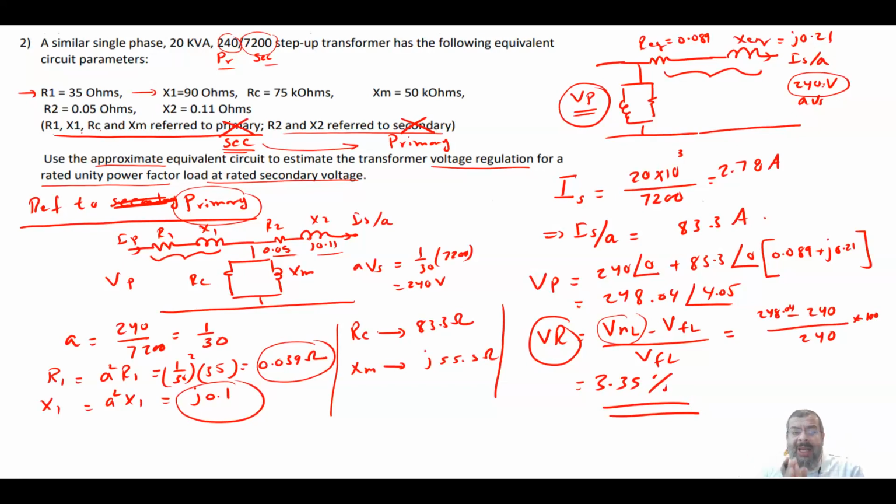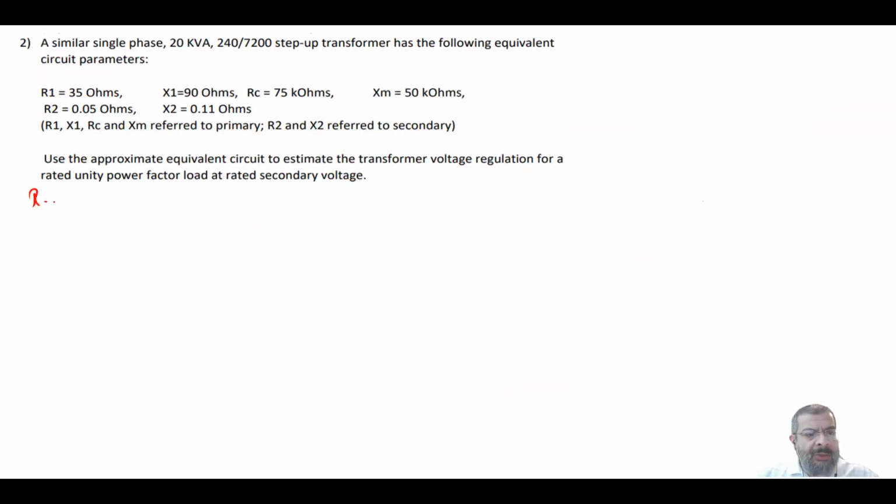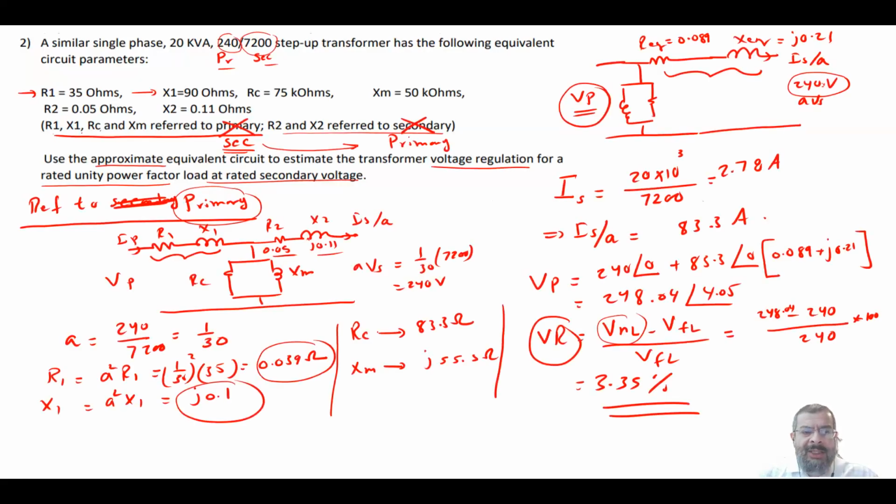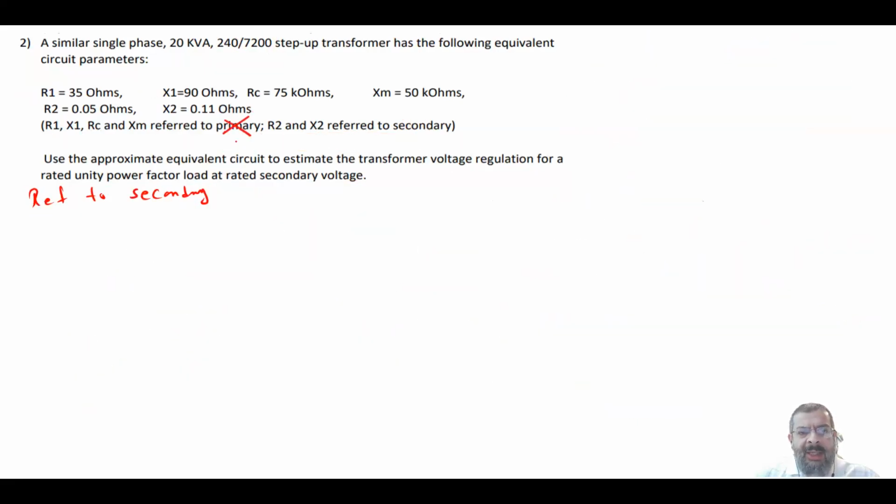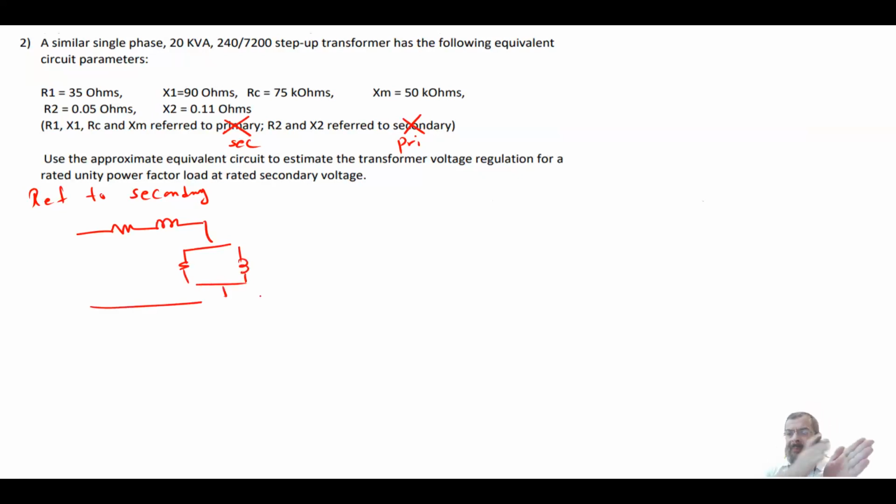Now, to make things even clearer to you, let's find everything, but now referred to the secondary. As I pointed out, there is a mistake here. So these are referred to the secondary and these refer to the primary. Anything referred to the secondary, I don't change, I keep it as it is. So let me again draw the exact model, and then we will go to the approximate model by moving the primary branch to the secondary branch and adding them in series.